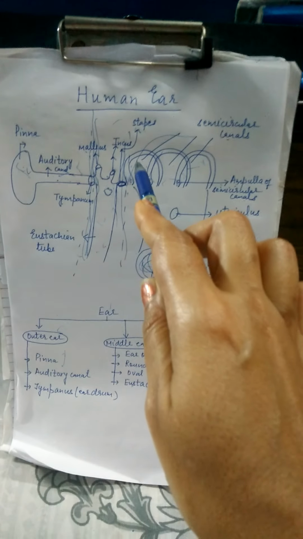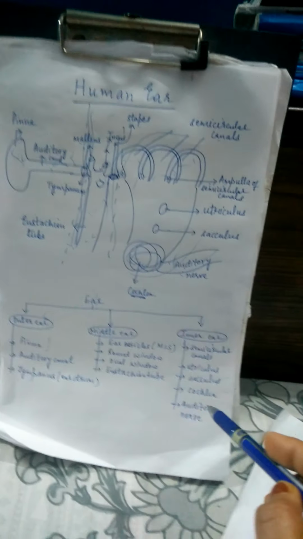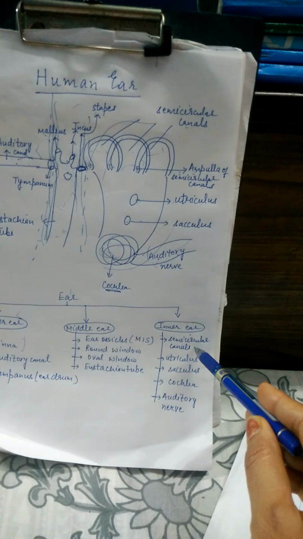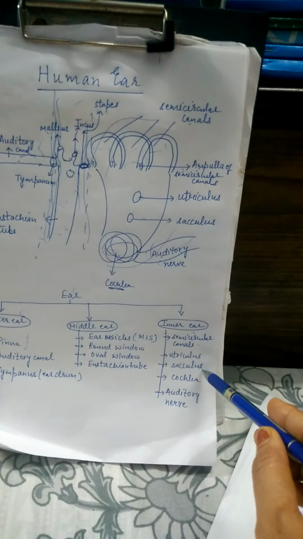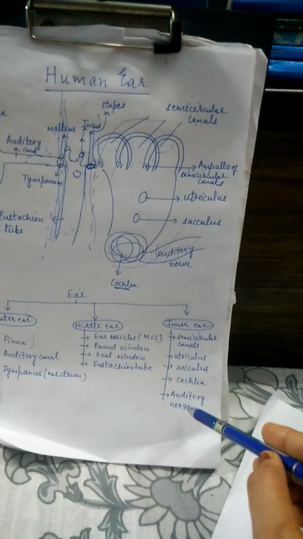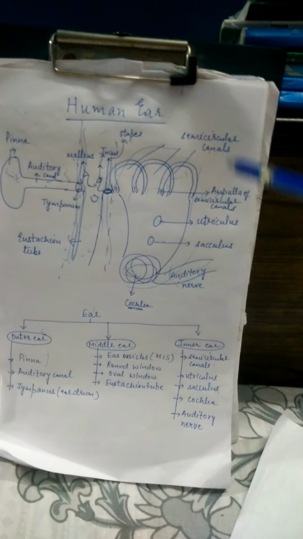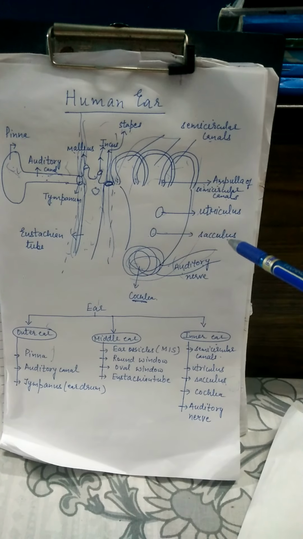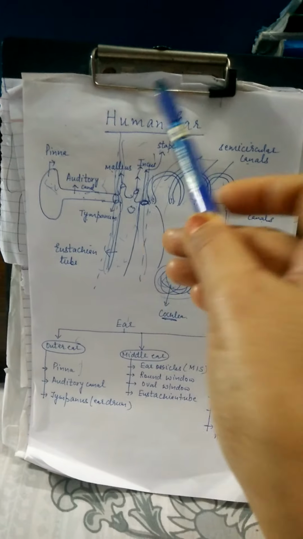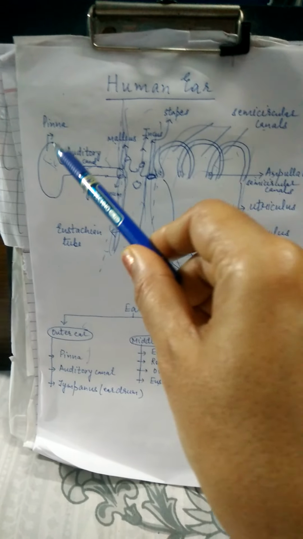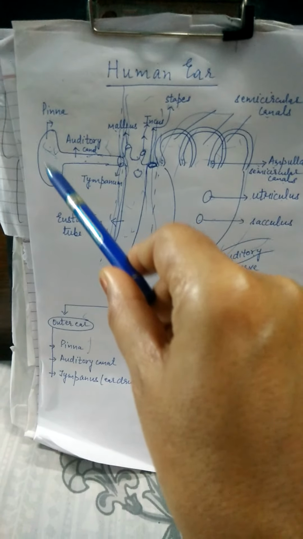So what are those structures? Semicircular canals, you can see here down. Semicircular canals, utriculus, sacculus, cochlea, and auditory nerve. All these structures, they come in the inner ear. So let us talk about the functions of each and every part. Beta, pinna. Pinna is the visible part of the ear.